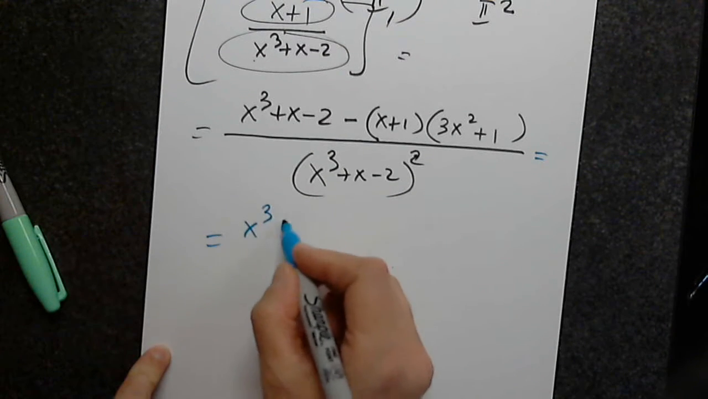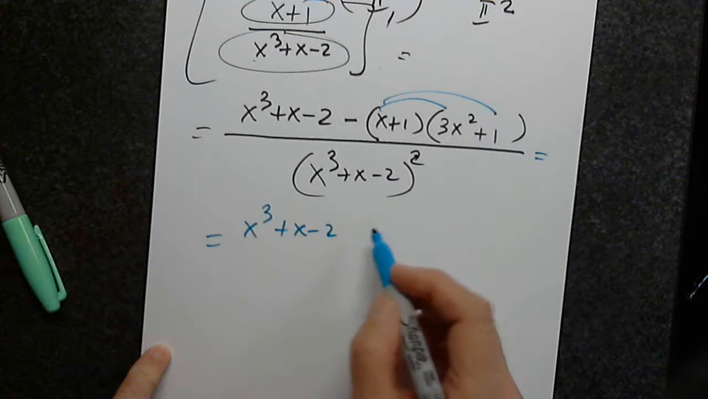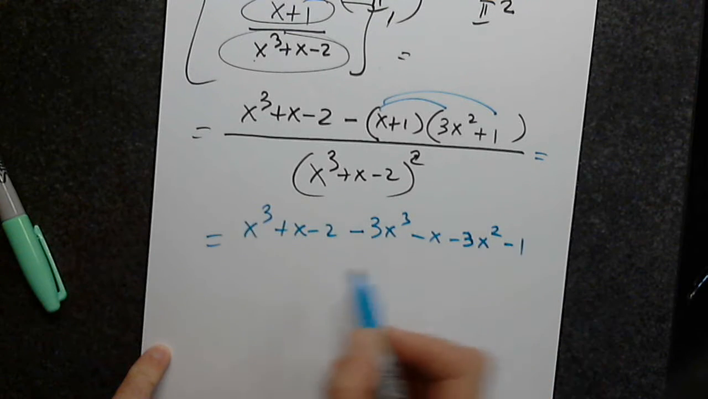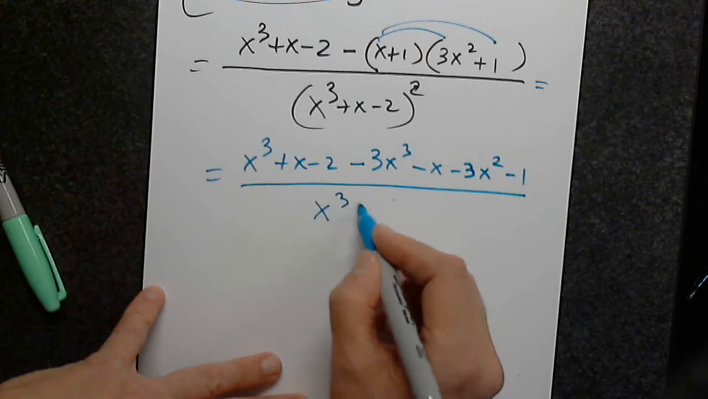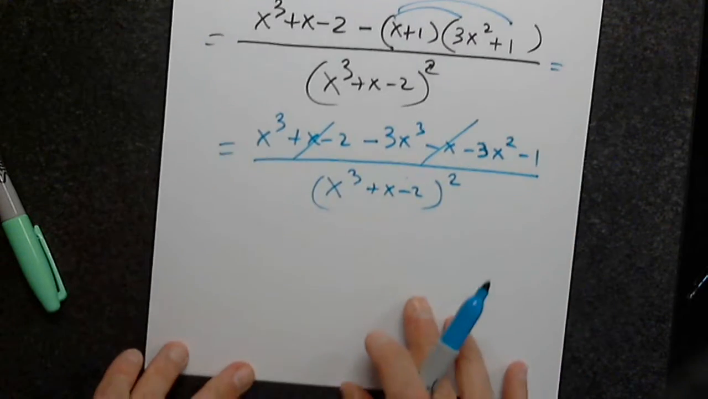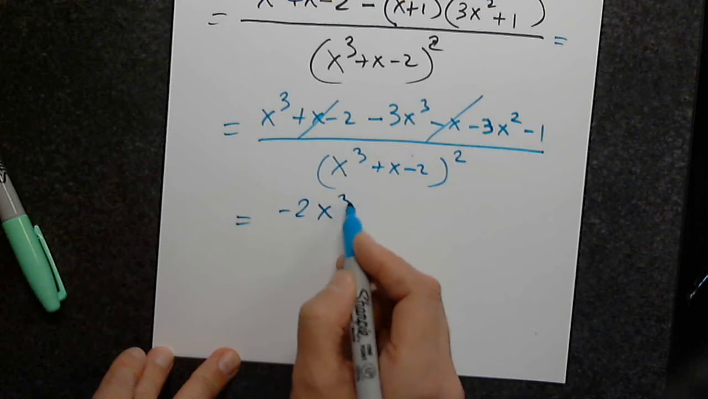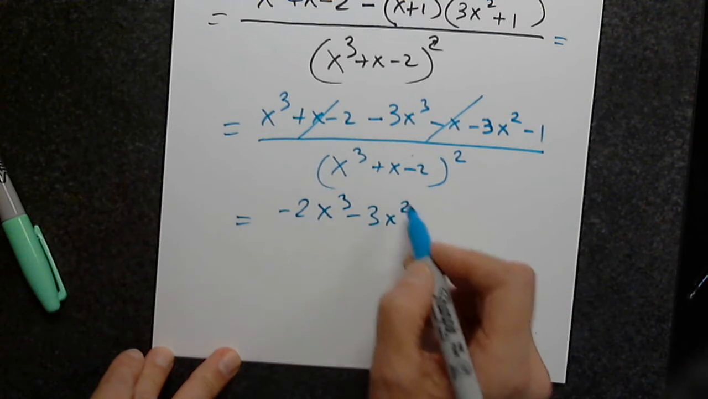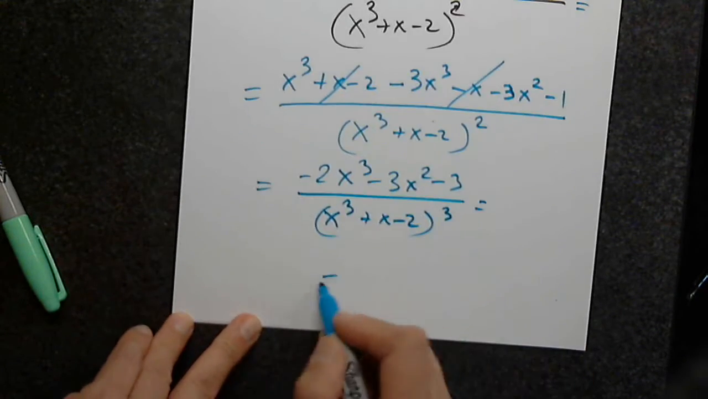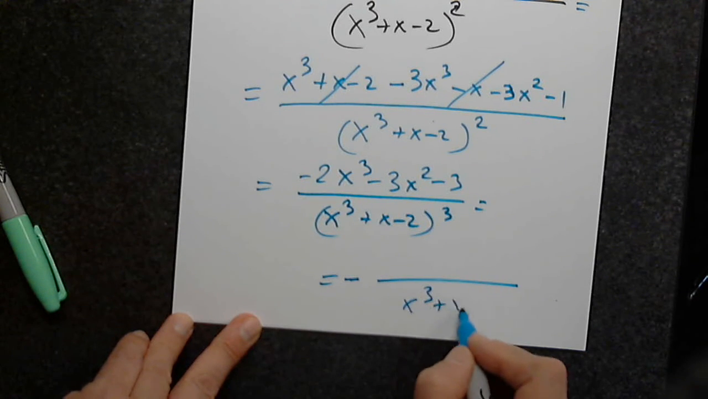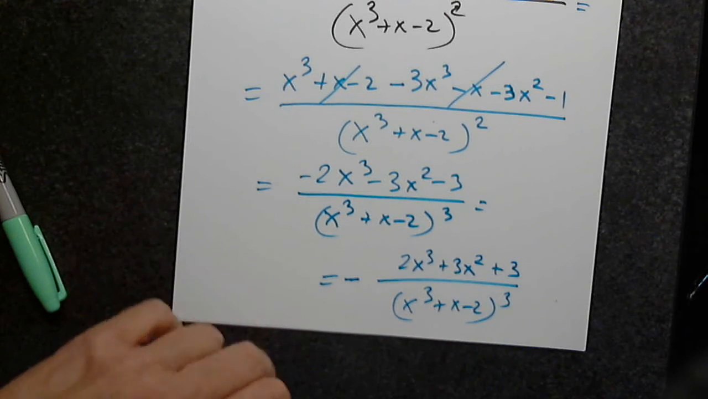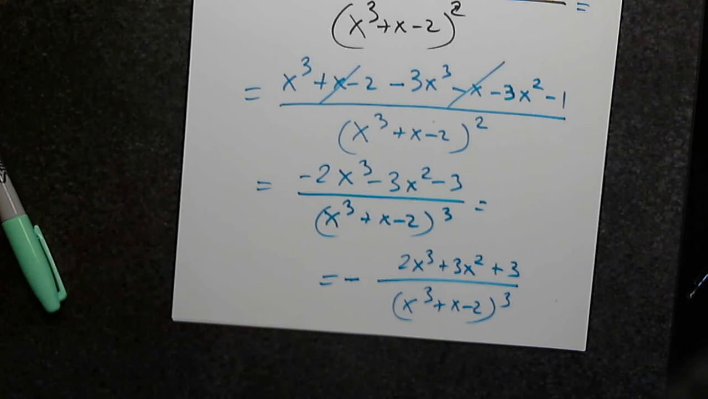So this is x cubed plus x minus 2, and now I will distribute. Minus 3x cubed minus x minus 3x squared and minus 1 over x cubed plus x minus 2 squared. Yes, I will combine like terms. These two happen to go away. Negative 2x cubed minus 3x squared and minus 3 over x cubed plus x minus 2 squared. I will rewrite it with minus in front. You will see in later chapters why I recommend that.